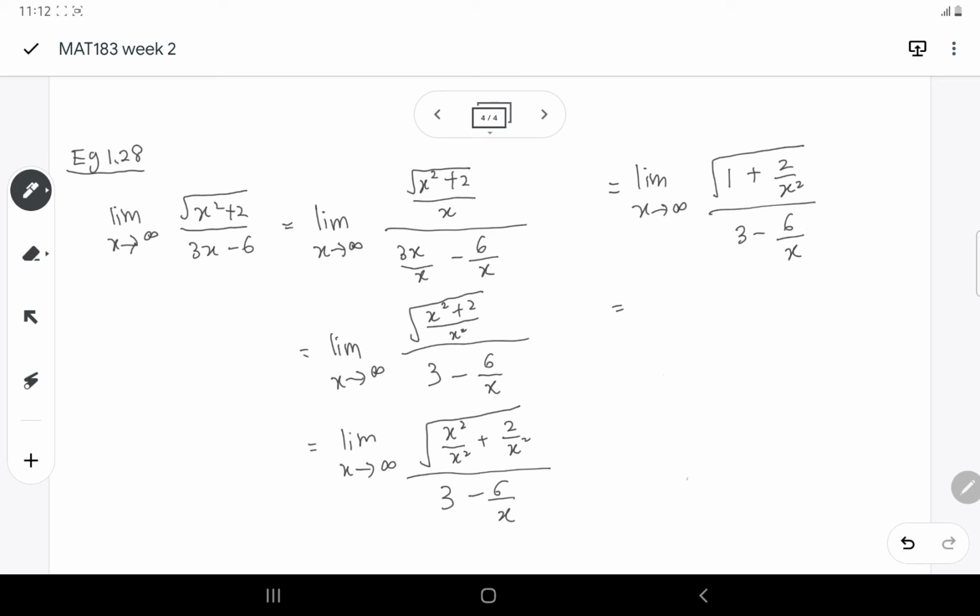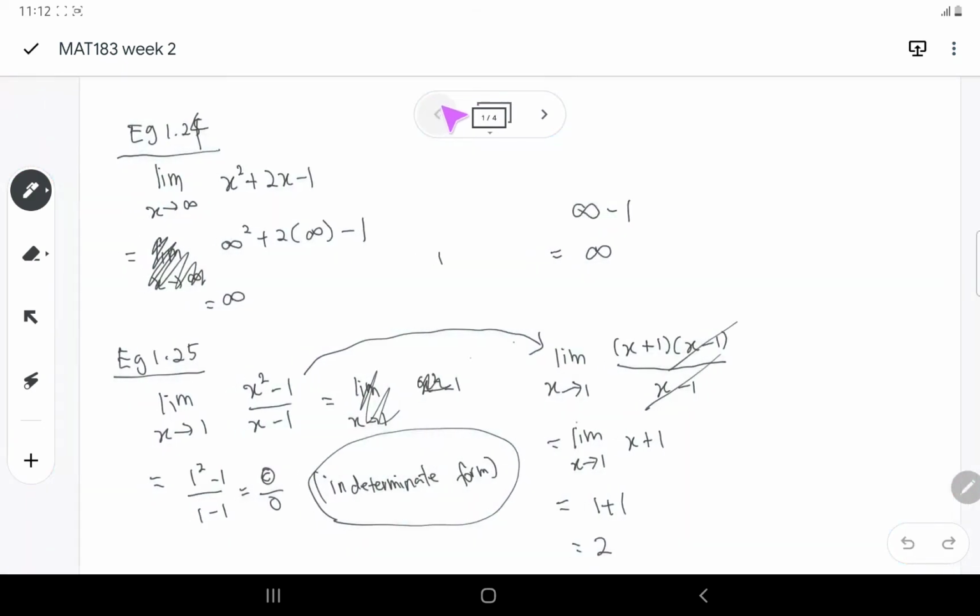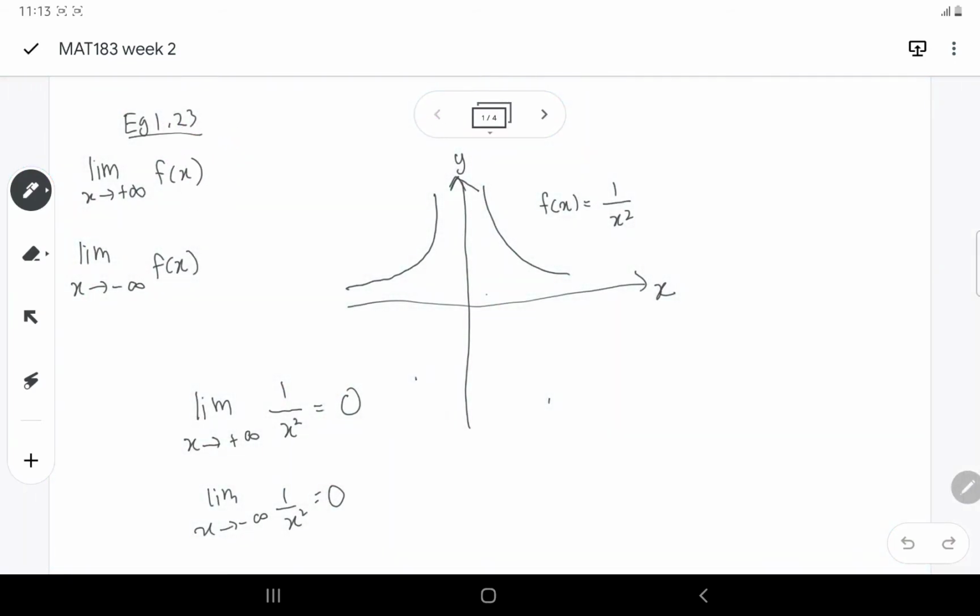Okay, which term yang akan jadi 0 based on example 1.23 tadi? Kita refer back to example 1.23. Dia akan jadi 0 kalau atas tu adalah real number and then bawah adalah x power of k, where k is the positive integer. Atas real number and then yang bawah x power of positive integer. So, it will become 0, if we set the limit as x tends to infinity.